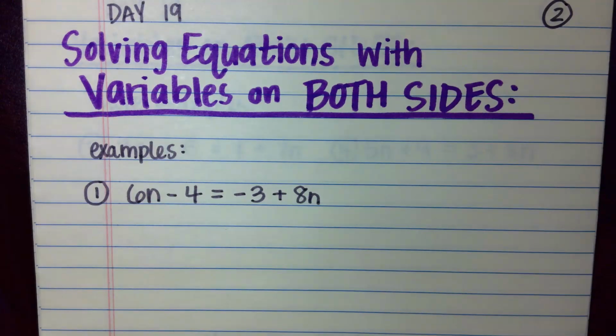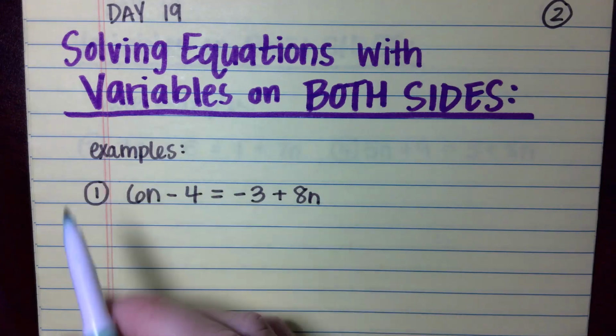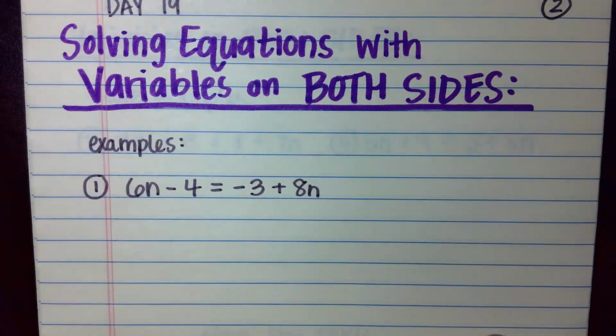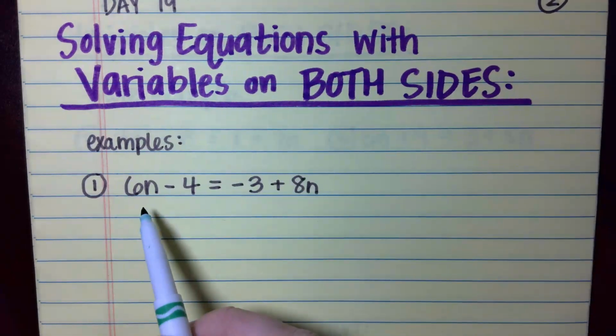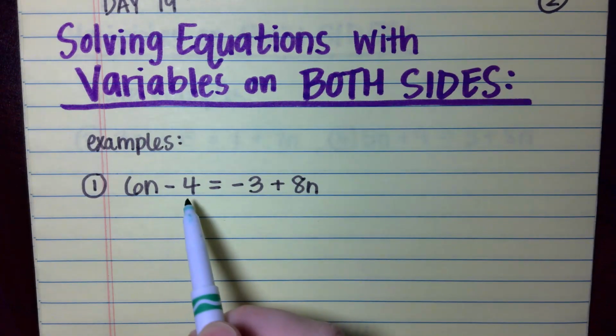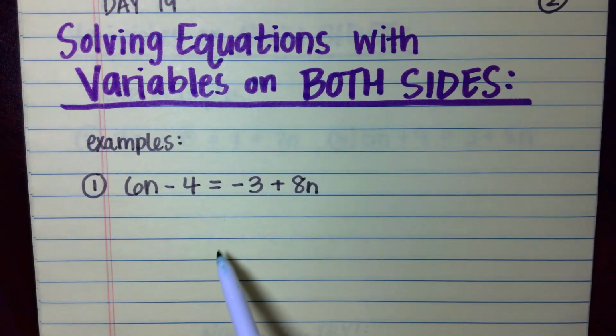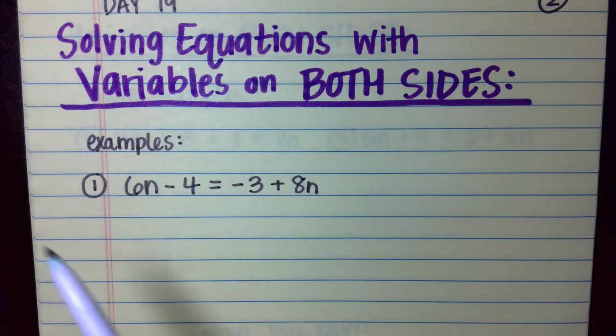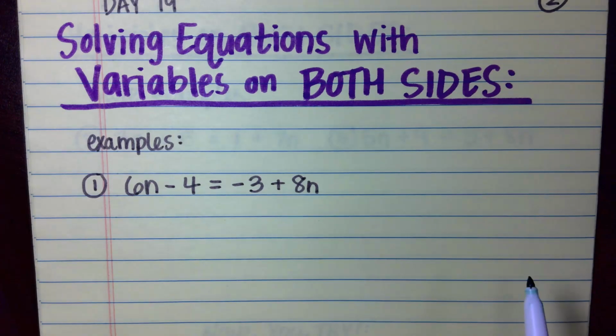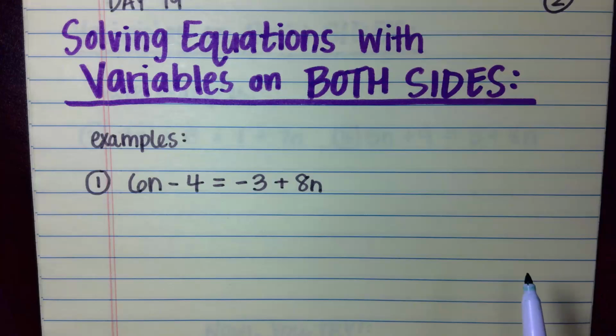Here, let's work this one out together. I'm going to guide you through the first one, give you an example, and then we're going to do the rest of them together. So my equation here is 6n minus 4 is equal to -3 plus 8n. So there's a lot of different things we could do first. We actually have 4 different options. Any of them are going to work.